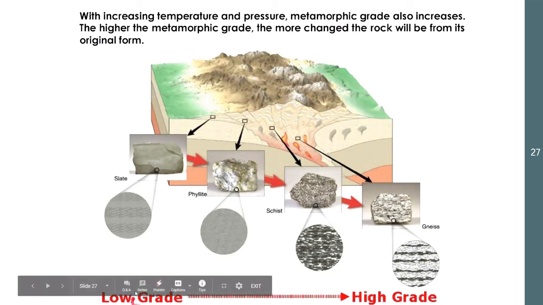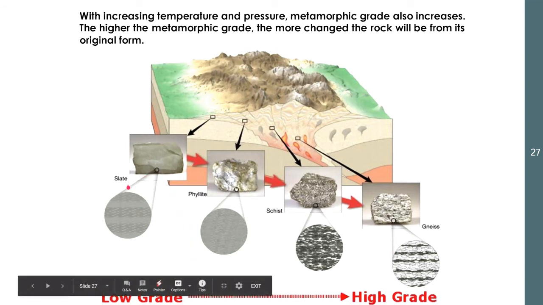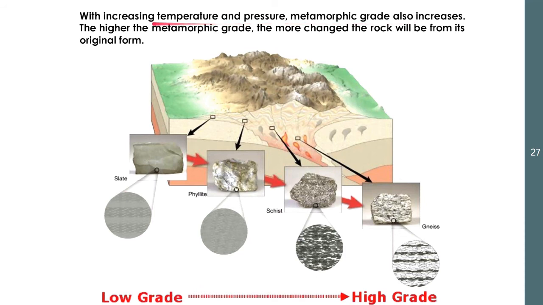As you can see here, metamorphic rocks are also rated based on how much folding they have undergone. Those that do not show much folding, much layering, are said to be low-grade metamorphic rocks. But those rocks that have undergone a lot of folding are said to be high-grade metamorphic rocks. With increasing temperature and pressure, the metamorphic grade also increases.